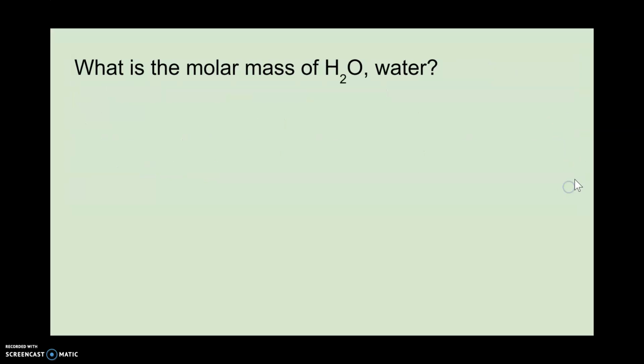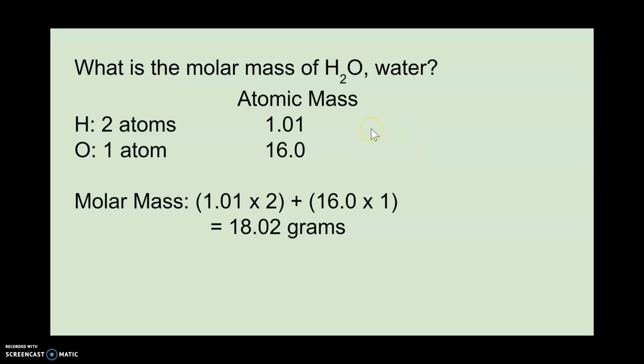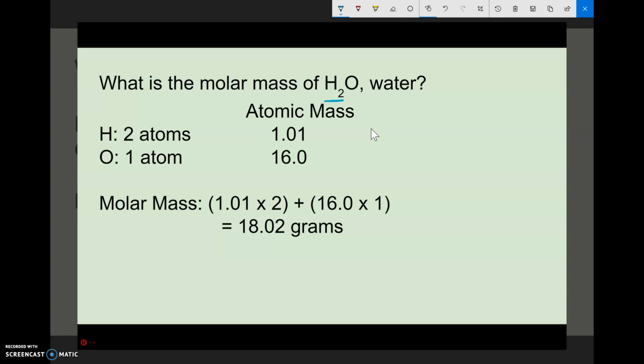Okay, so let's do some examples here. So what is the molar mass of H2O, which is water? Okay, so here's what we're doing. We're saying, oh, we have hydrogen. There's 2 atoms. Each one has a mass of 1.01. We have 1 oxygen atom. That mass is 16. So down here you can see what I've done in the formula. We have 1.01 times 2. That's our hydrogen. Plus the 16 times 1. This is our oxygen. And together it's going to equal 18.02 grams. So 1 mole of water is equal to 18.02 grams of water.